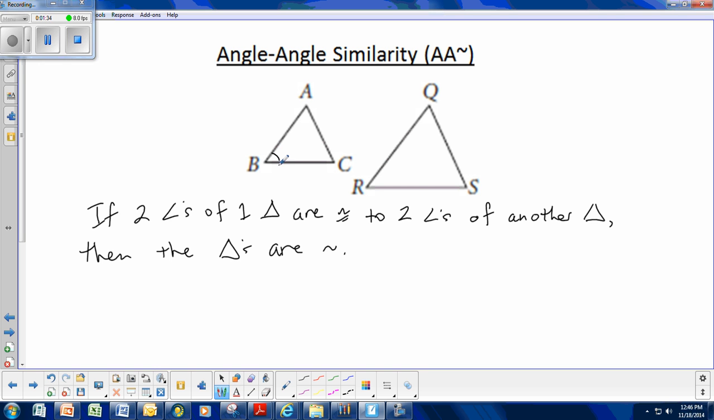So for instance, if I had angle B congruent to angle R, and let's say angle A was congruent to angle Q, okay, that would be two angles of one triangle equal to two angles of the other triangle. So in this case, triangle ABC would be similar to triangle QRS by angle-angle similarity.